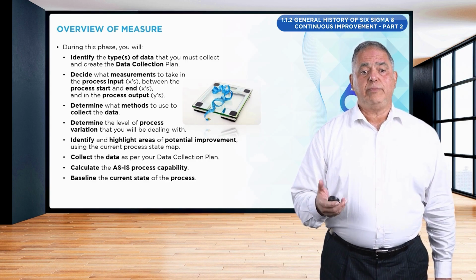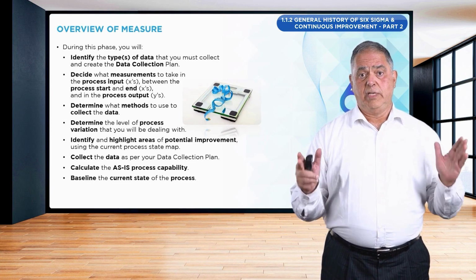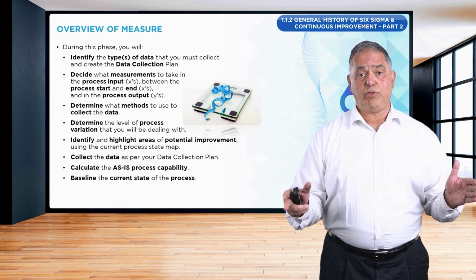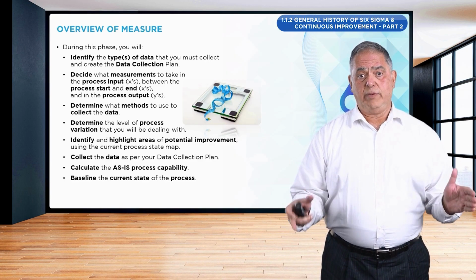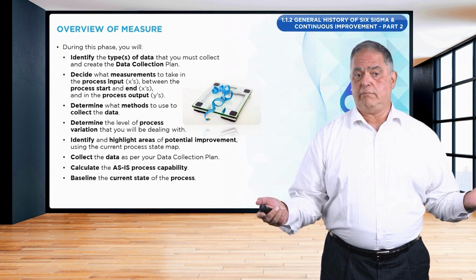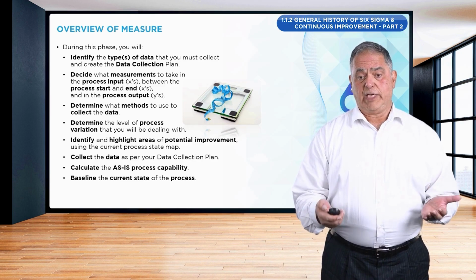We have to determine what is the level of the process variation in the process as it is at this point in time, before we make any changes, so we can understand how much or how little variation we have in the process.